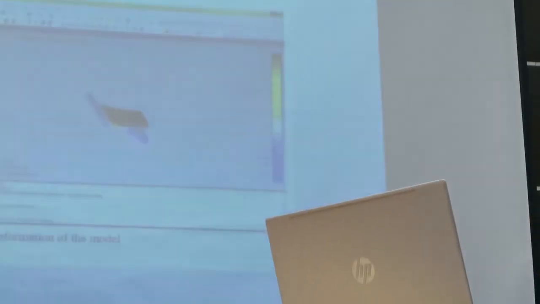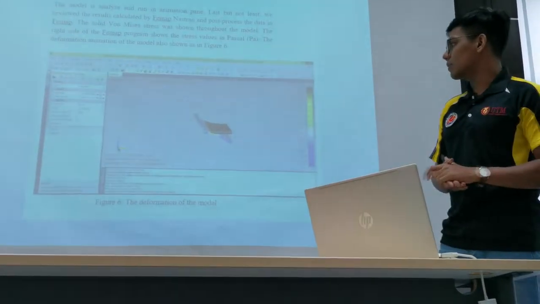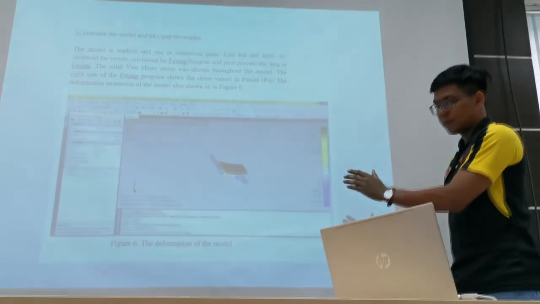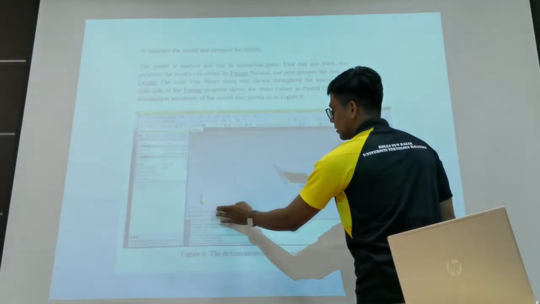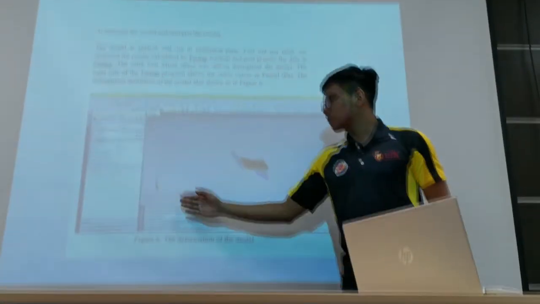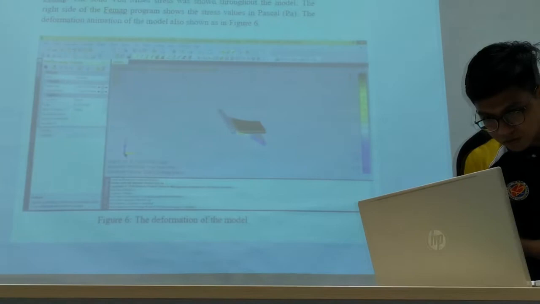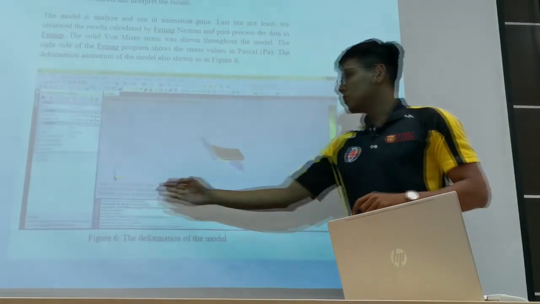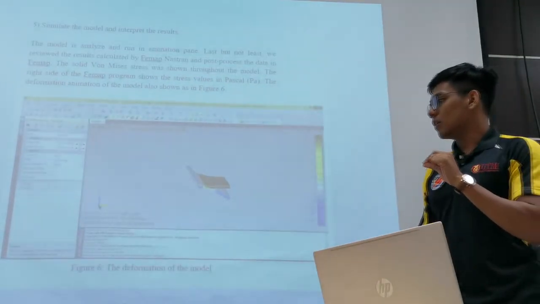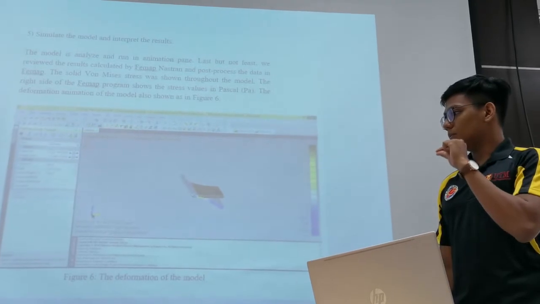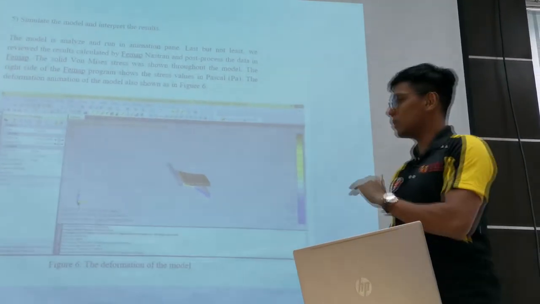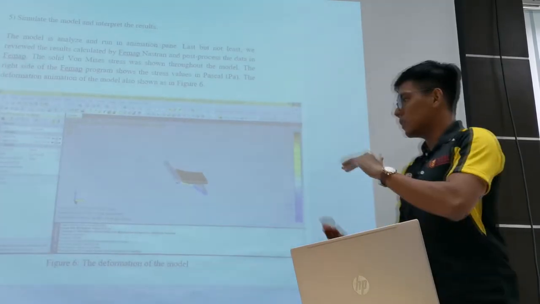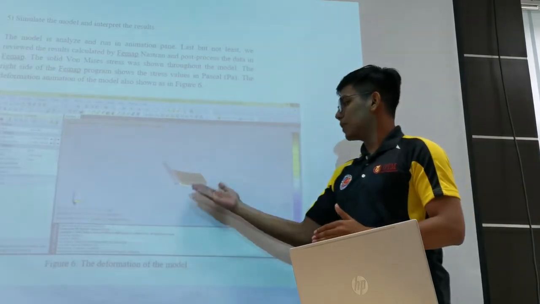The stress value will be shown here, in the unit of Pascal, and here is the displacement. Maybe the slide shows the exact value, but the displacement here is around 0.000583, which is quite a small number. If we really use steel, this will be the exact value of the deflection. But if we use plastic, maybe the value will be larger than this.